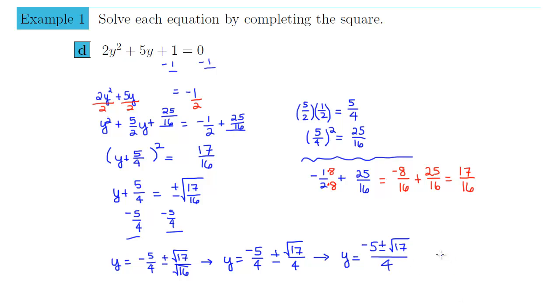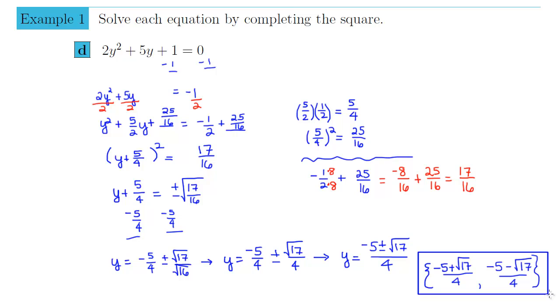So let's finish by writing our answers in the form of a solution set. That is, the answers to our quadratic equation are negative 5 plus the square root of 17 all over 4 and negative 5 minus the square root of 17 all over 4. Both of these answers, when substituted back into our original equation, solve and make it true.